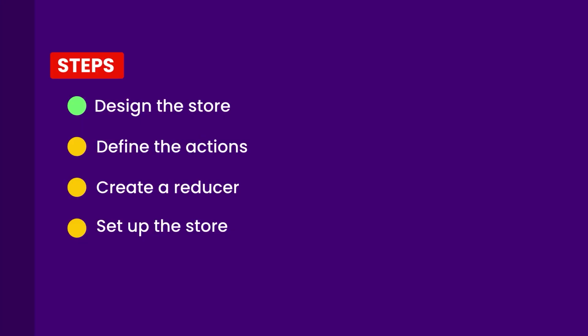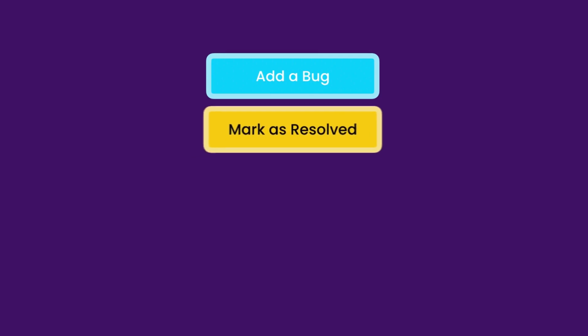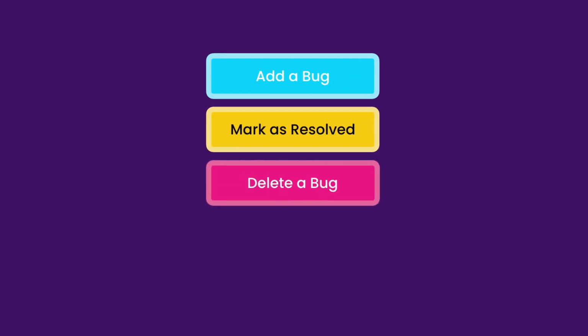So we have completed the first step to build a Redux application. Now, the second step is defining the actions. What are some of the actions that a user can perform in our bug tracking application? Well, they can add a bug, they can mark a bug as resolved, and delete a bug.